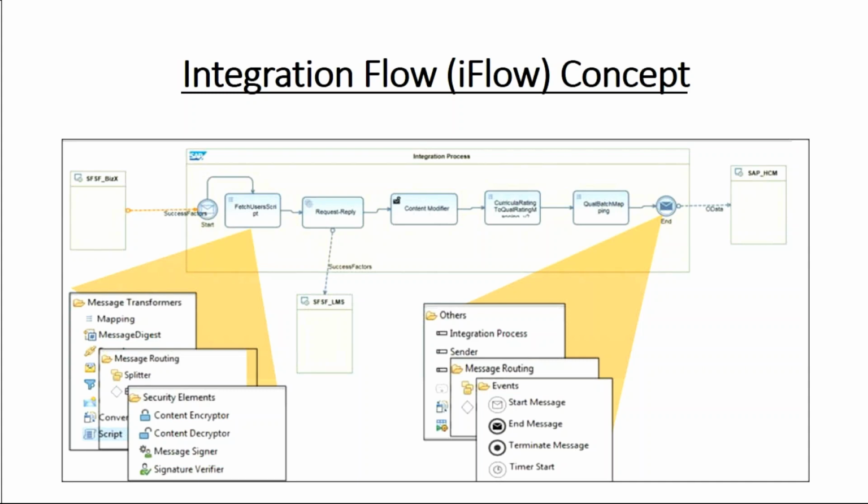Now your iFlow contains three major things: one is sender, one is receiver, and one is integration process. The integration process is the part of iFlow where your business rules are defined. You can have multiple integration processes in one iFlow. You can have sub or local integration processes in your one iFlow.